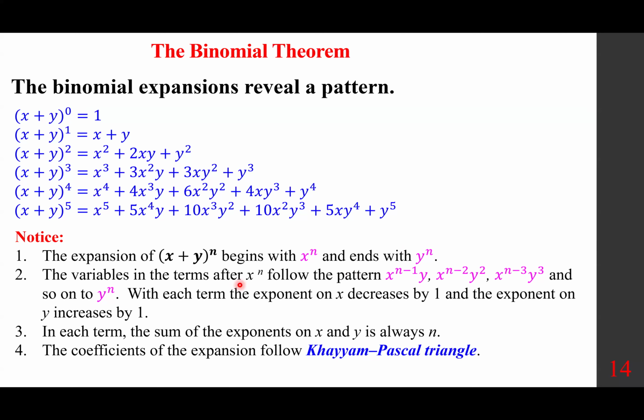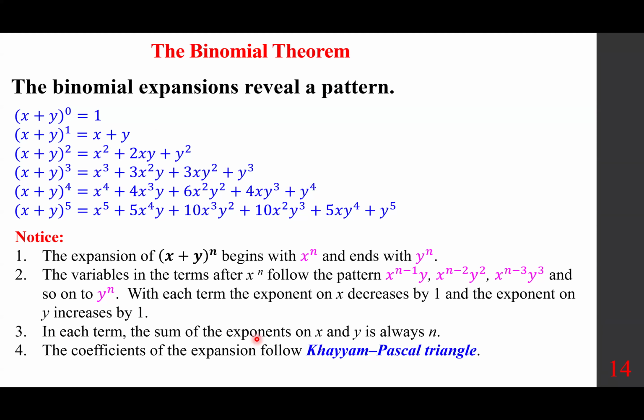The variables in the terms after x to the power of n follow the pattern x to the power of n minus 1 times y, x to the power of n minus 2 times y squared, x to the power of n minus 3 times y cubed, and so on to y to the power of n. With each term, the exponent of x decreases by 1 and the exponent of y increases by 1. See, 3 becomes 2, y becomes 1. 2 becomes 1, 1 becomes 2. So x goes down, y goes up, their exponents.